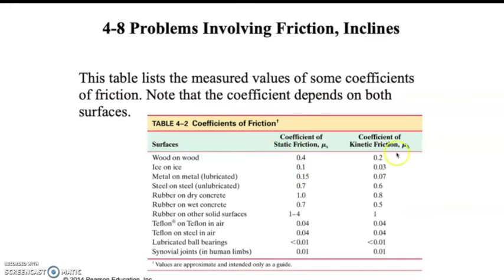So as you can see, we have our kinetic friction, and if we have two surfaces that are wood and they're rubbing together, that's the coefficient of kinetic friction. But you can see that the numbers will vary based on the different surfaces.